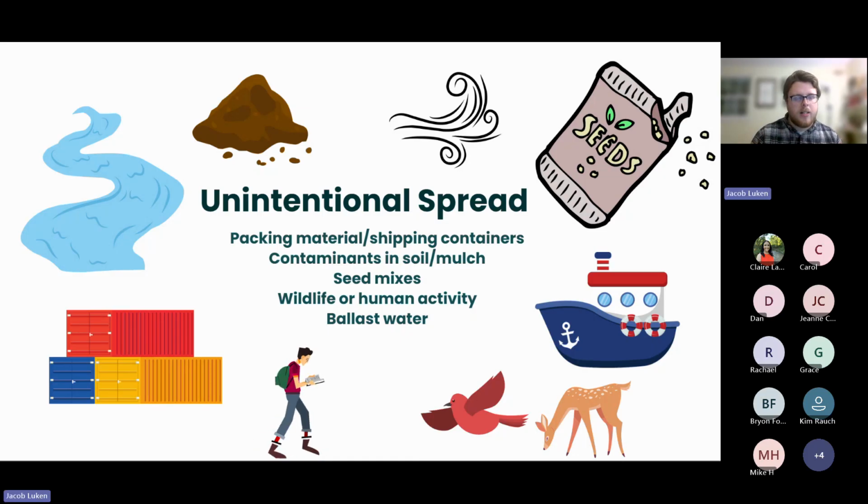Both of these, whether intentional or unintentional, are ways that species can both enter a region for the first time as well as spread throughout it. So it might be that they initially come in through, in the case of zebra mussels for example, ballast water, but then they're spread on our boats and through other human activity. So just because they enter one way doesn't mean they can't spread in a variety of ways.